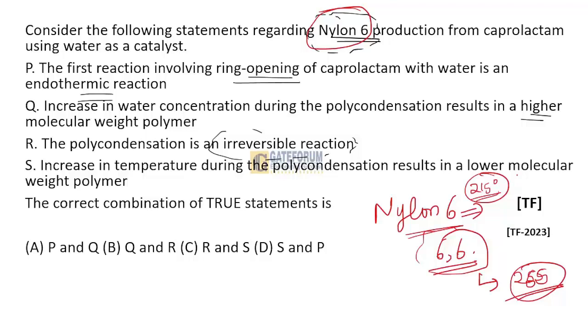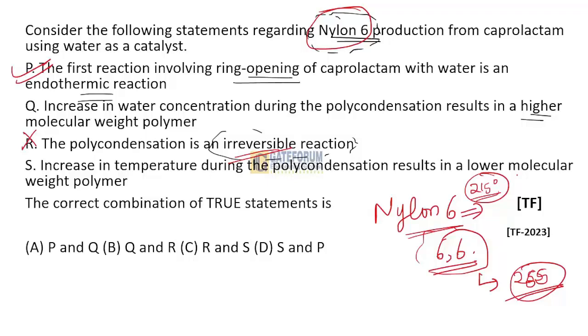so it is considered to be an endothermic reaction, whereas if I talk about this polycondensation process, it is a reversible process. So this statement is wrong. It is not an irreversible process, it is a reversible process, and it requires the input of energy, so it is an endothermic reaction. So endothermic reaction, this is right.